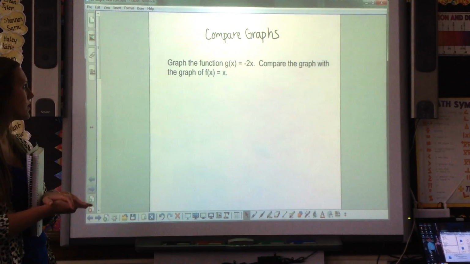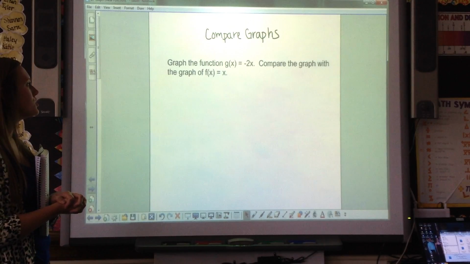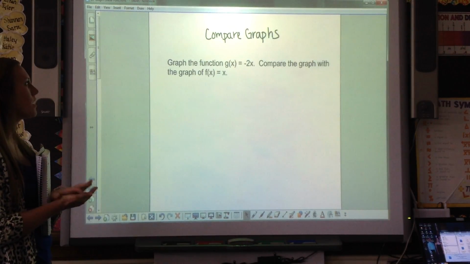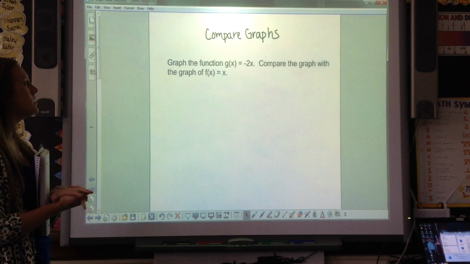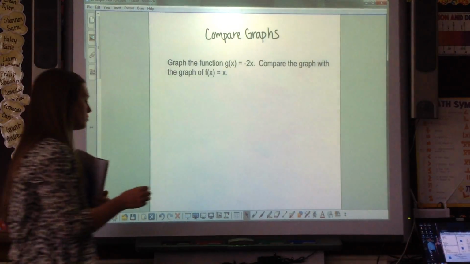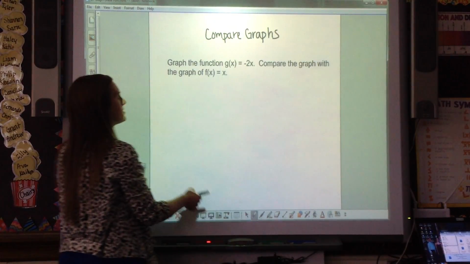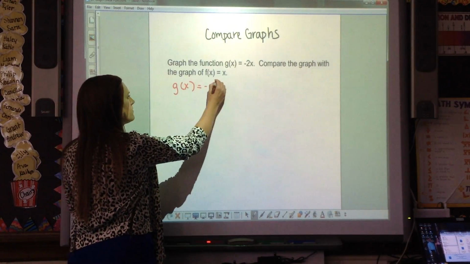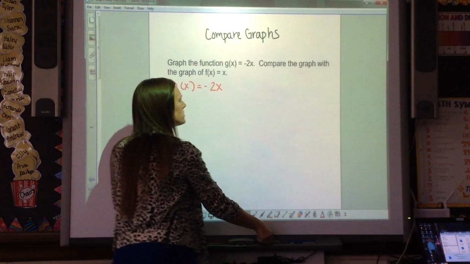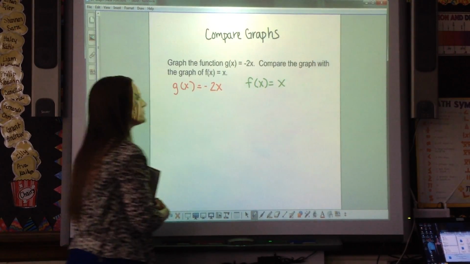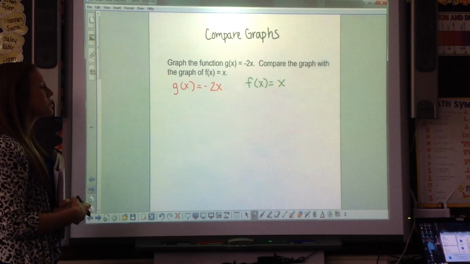So here are our directions. Graph the function g of x. It's not f of x this time, it's g of x. Graph the function g of x equals negative 2x. Then compare the graph of f of x equals x. So we have two functions, or two equations this time. I have a g of x equals a negative 2x. There is also a f of x equals x. I have a g function and an f function.